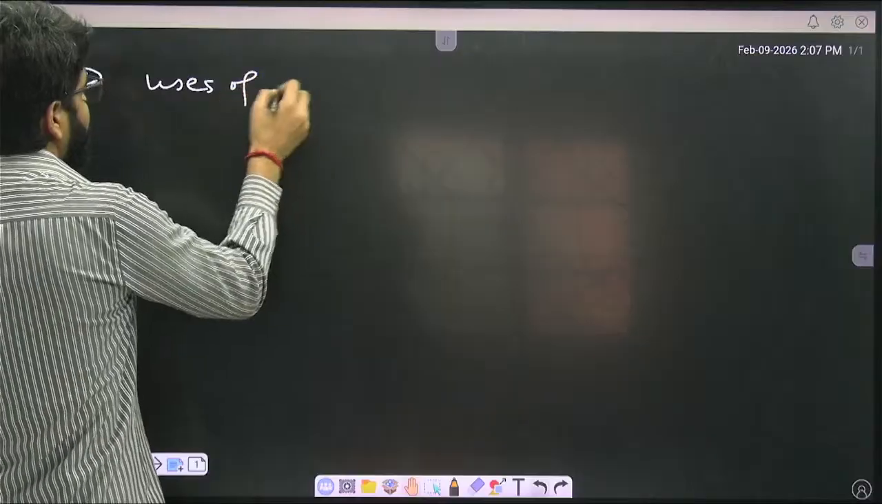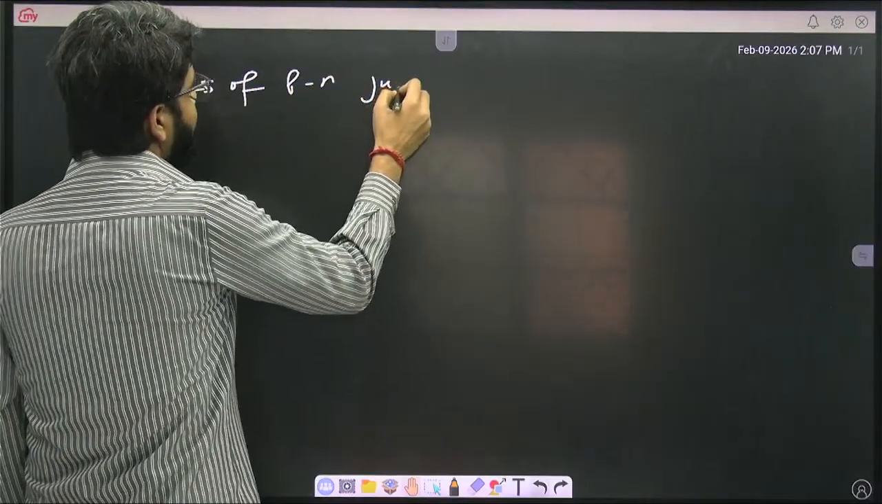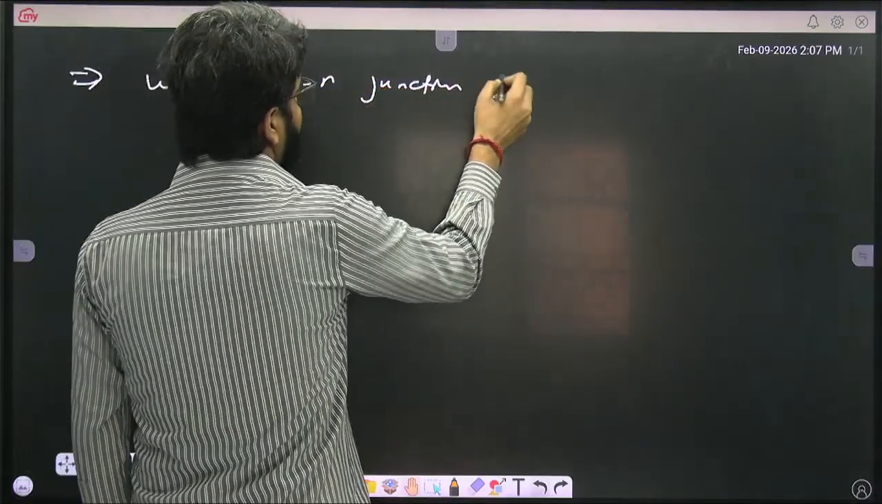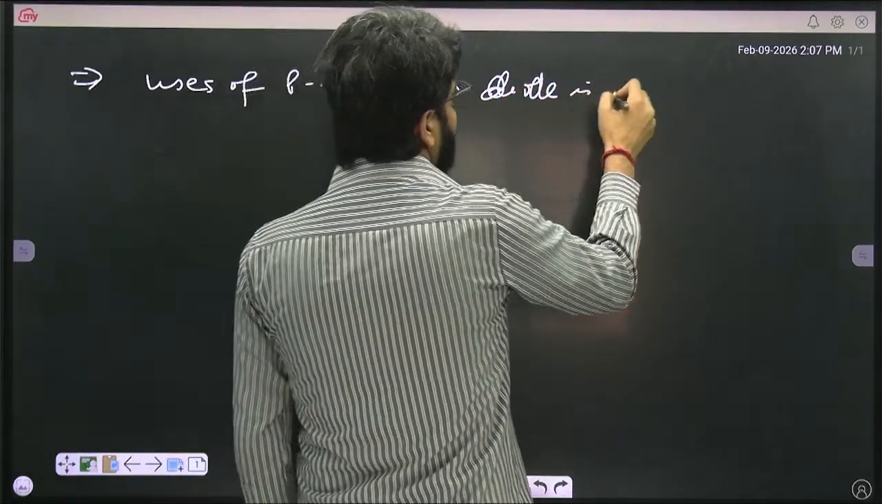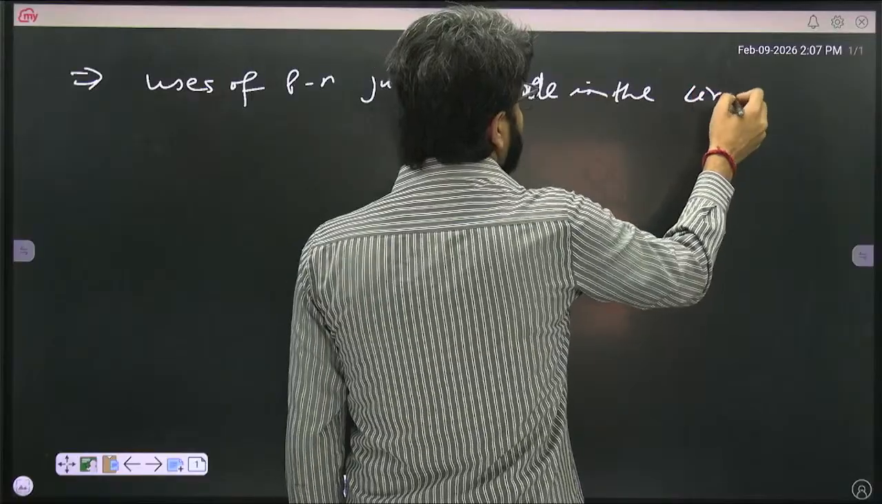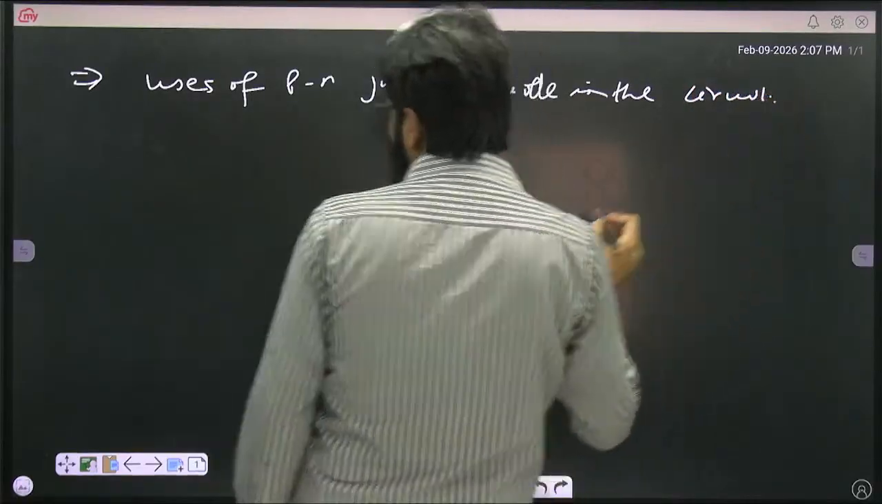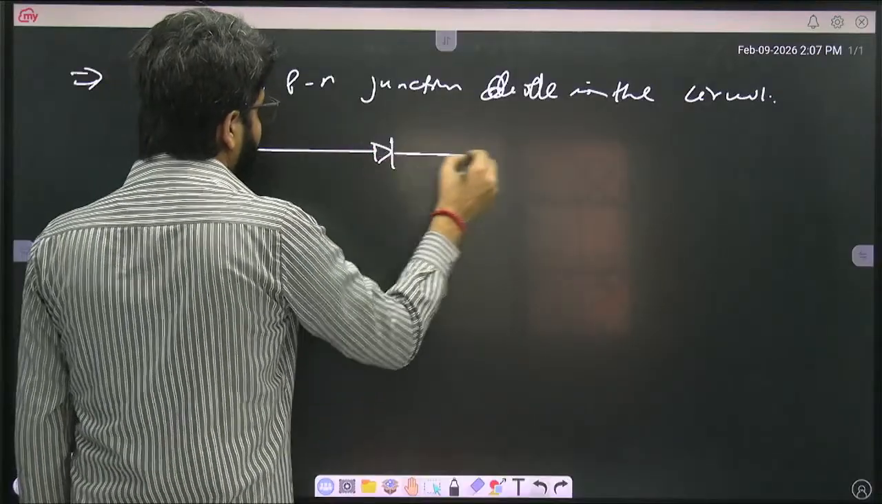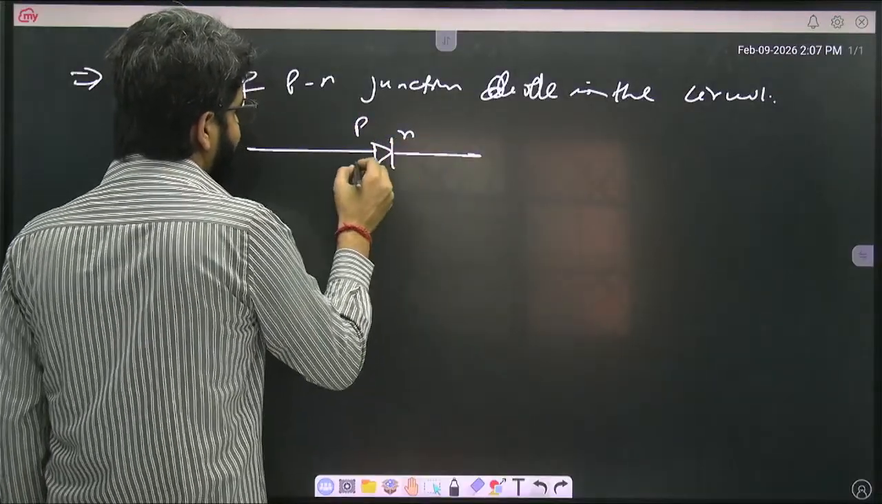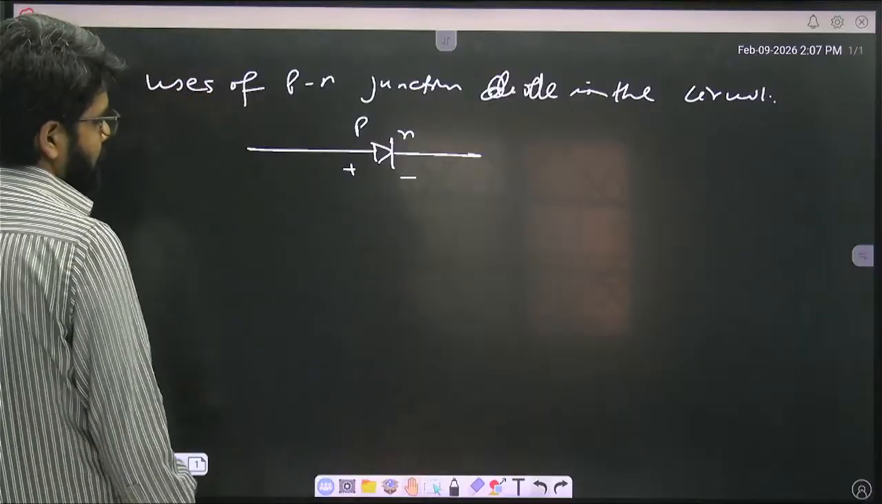Uses of PN junction diode in the circuit. How do we use them? So this is the symbol for the diode. This is your P side, this is your N side, this has positive, this has negative.